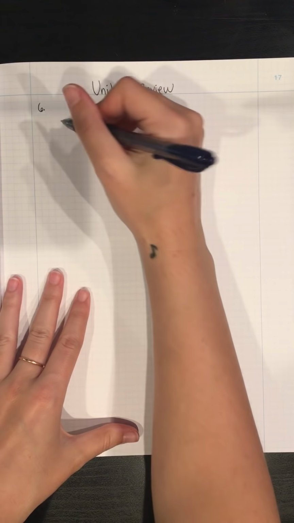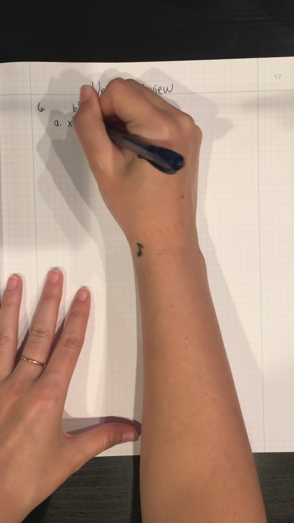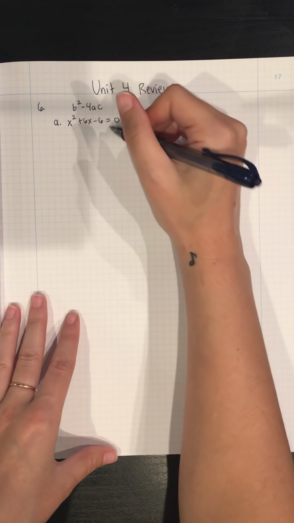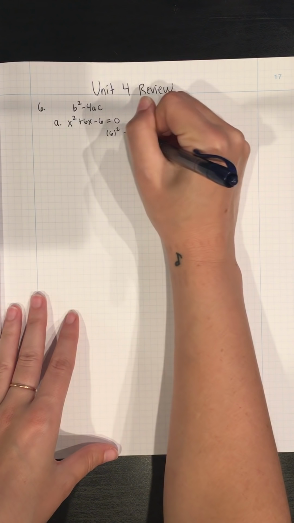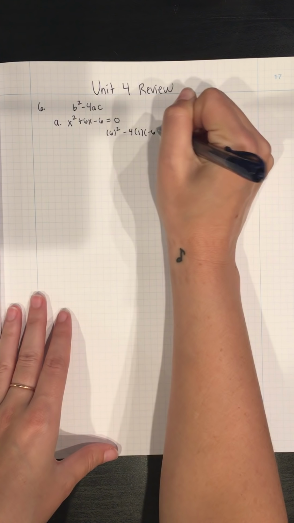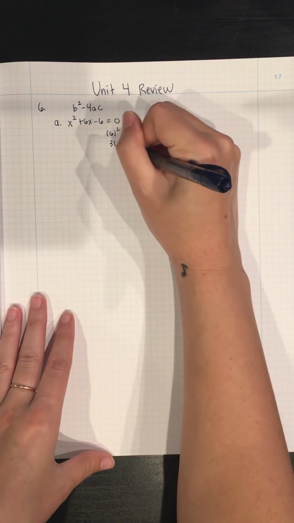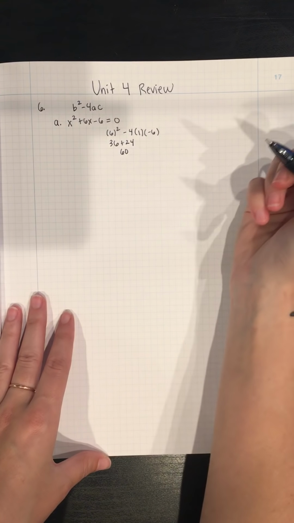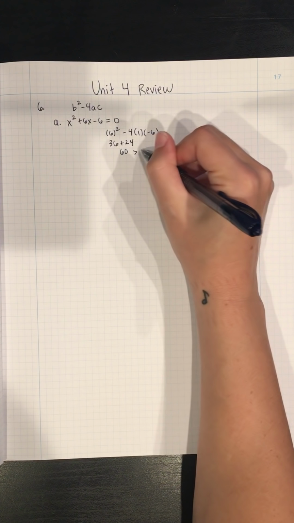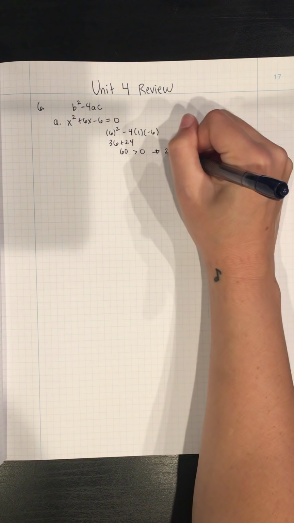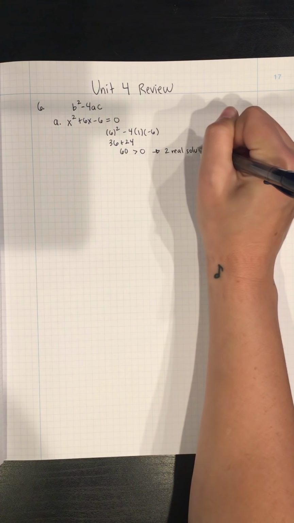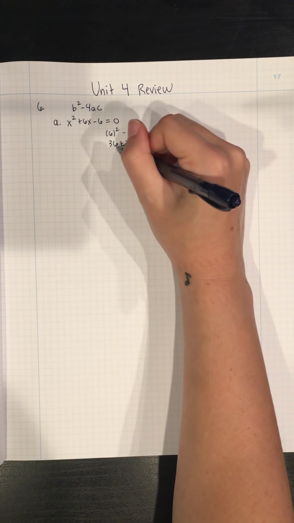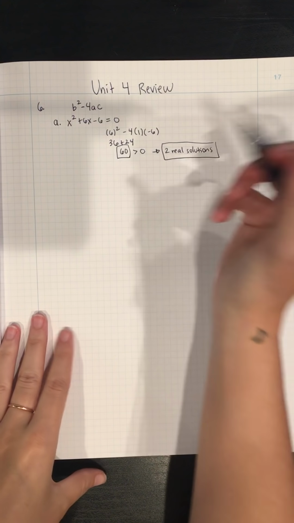So if we're looking at a, x squared plus 6x minus 6 equals 0, b squared minus 4ac would be 6 squared minus 4 times 1 times negative 6. So that's 36 plus 24, which is 60. We compare 60 to 0, that's greater than 0, which signifies 2 real solutions. So 60 was our discriminant, 2 real solutions is what it signifies.